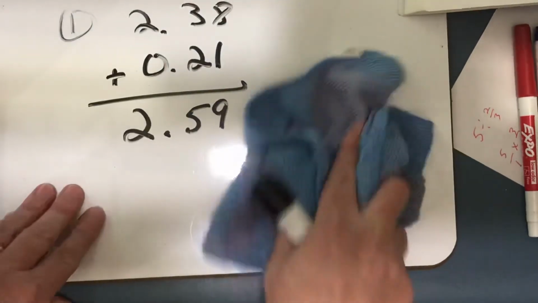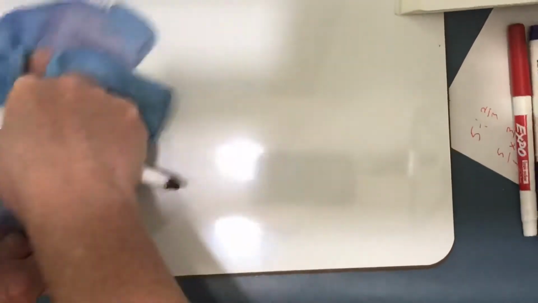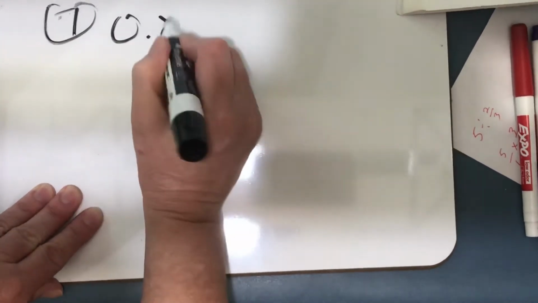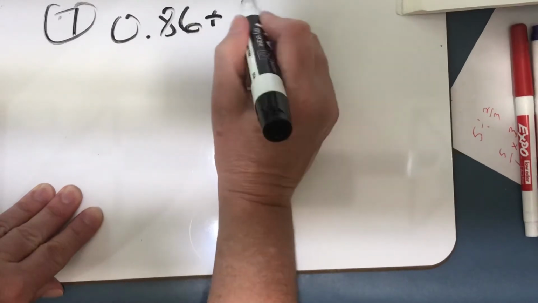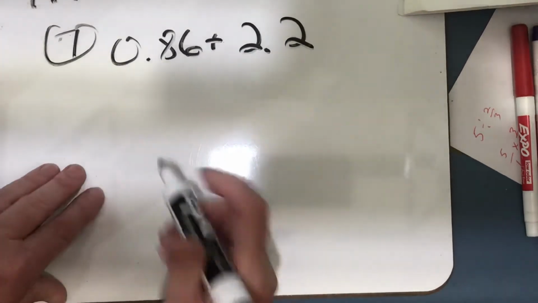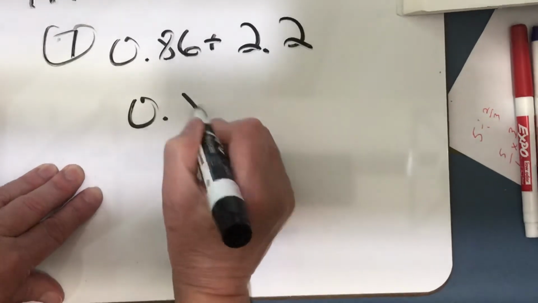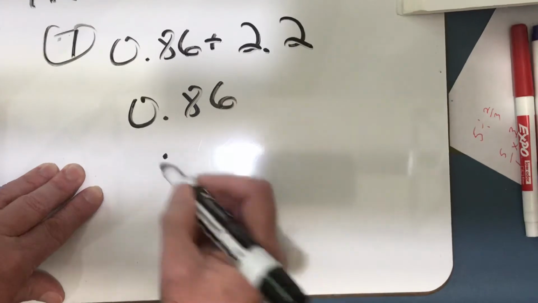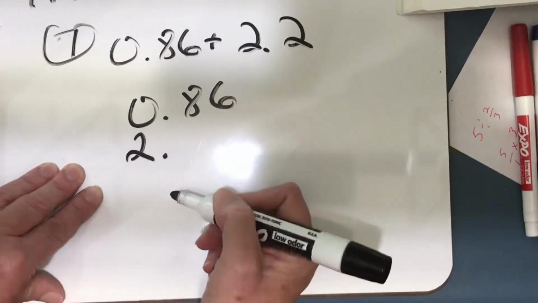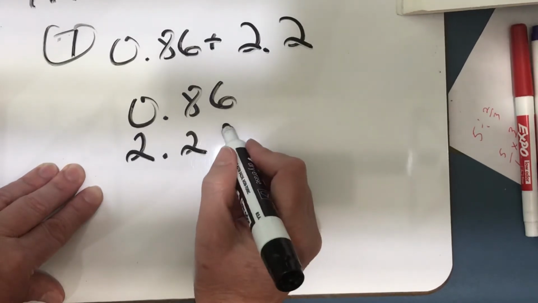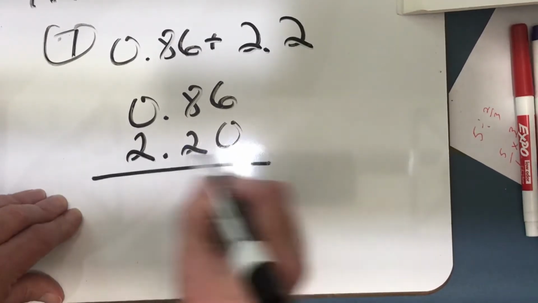Now I'm going to go to number 7. Number 7 is 86 hundredths plus 2 and 2 tenths. It's really important here to make sure you align. So I write my 86 hundredths. Now you have to align by the decimal point. I have a whole number here. I have a 2 in the ones place, and then a 2 in the tenths place. And I can put a 0 in the hundredths place, so I have the same number of digits.